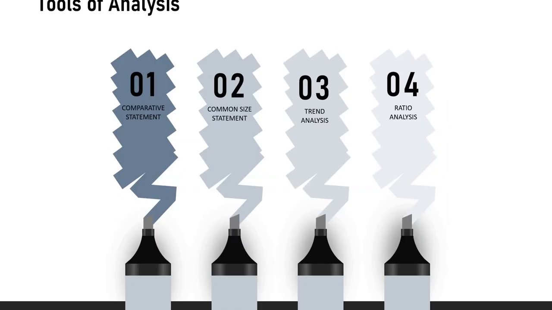Next, you should understand the tools for analysis. You should understand what tools are there in basic financial statement analysis. First, you have the comparative statement. Next, you can use the common size statement. Next, there is trend analysis, and also there is ratio analysis. We'll see each one of them in a separate slide.